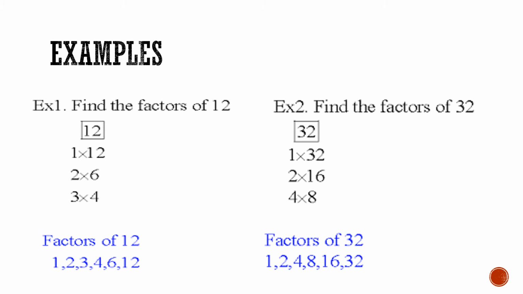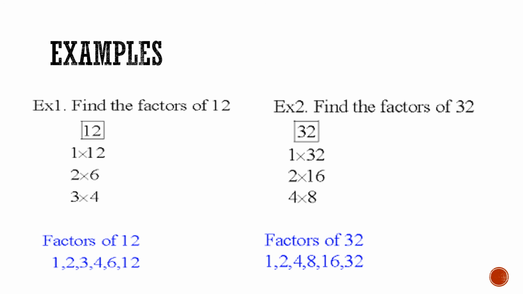Now let us see some examples. The first question is, find the factors of 12. You have to find what are the two numbers which when multiplied give 12. 1 into 12 is 12. Then the other two numbers: 2 into 6 is 12. And then 3 into 4 is 12.